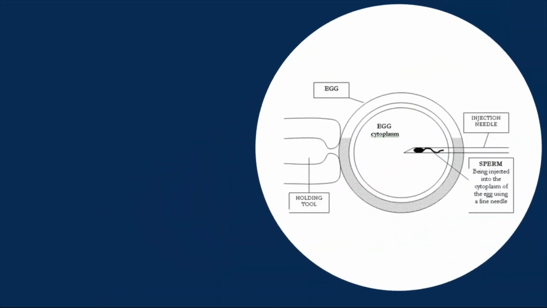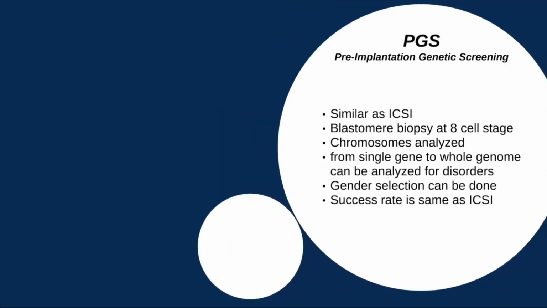And this is how we perform the ICSI. You can see there is a holding tool, which is a glass tool which has vacuum. With the help of this tool, we hold the egg in one place, and with the help of another glass needle, we inject the sperm into it, and we leave it in the incubator, and we see the fertilization taking place and the division. Once the embryo is at the stage of 3 or 5 days of age, we can transfer it back into the uterus.